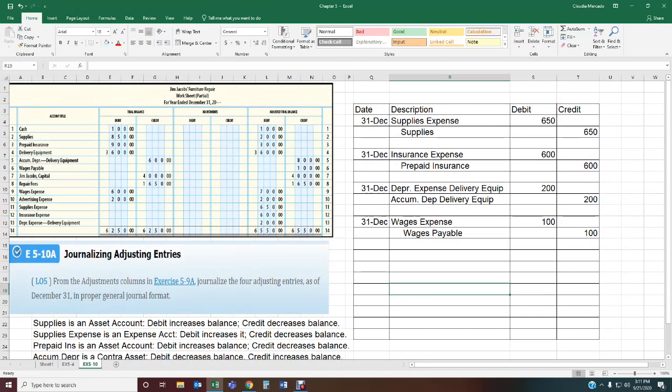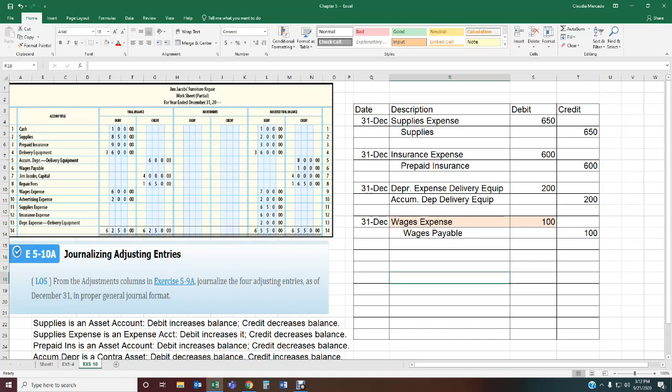And then we go through the rest of the worksheet. The capital account stayed the same. The repair fee stayed the same. Now let's look at wages expense. We went from 6 to 700. We've already recorded my wages expense down here. So that's been taken care of. Advertising expense was 200 and we kept it at 200. So there's no adjustment there.